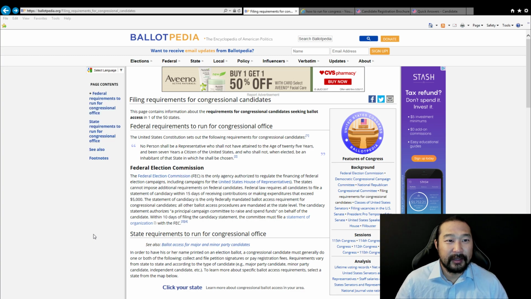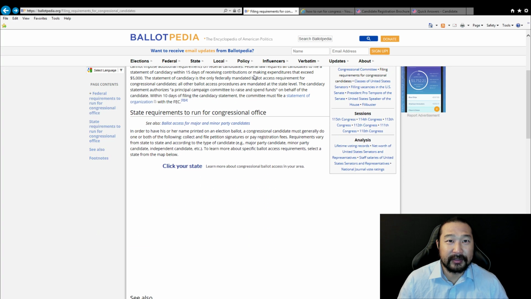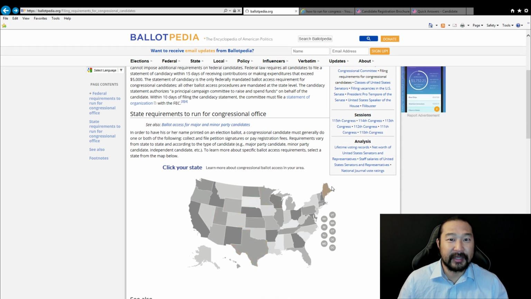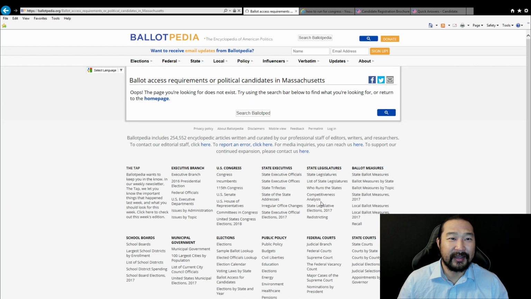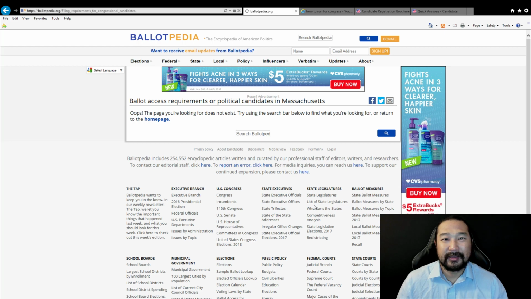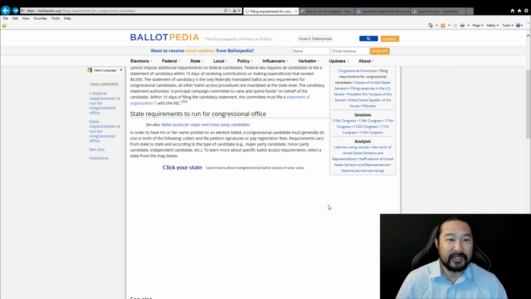And I looked at Ballotpedia, and they had some information on there. And there's actually a little map here of the United States. I'm from Massachusetts, so I clicked on it and that page doesn't exist. So okay, this gave me some information. So where do I go next?